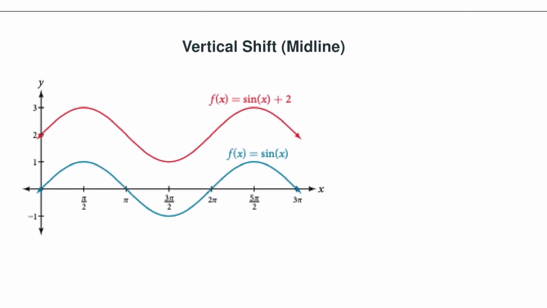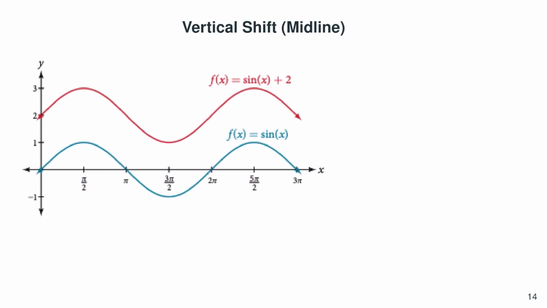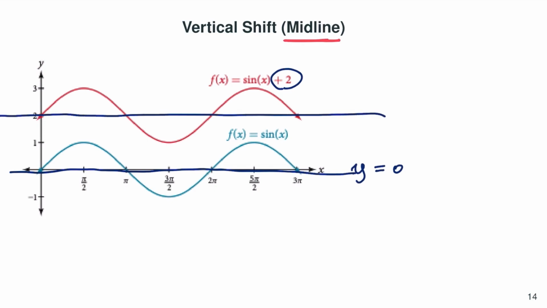Okay. Vertical shift is also known as midline, and we notate this midline using a y equals equation. So in this case, sine x has y equals 0. That's the midline of the graph. It goes through the middle of the graph. Well, when I do plus 2, that means I move the entire graph up 2. That means that y equals 0 becomes, for this one, y equals 2 as the midline. So vertical shift or midline allows us to move the graph up and down.